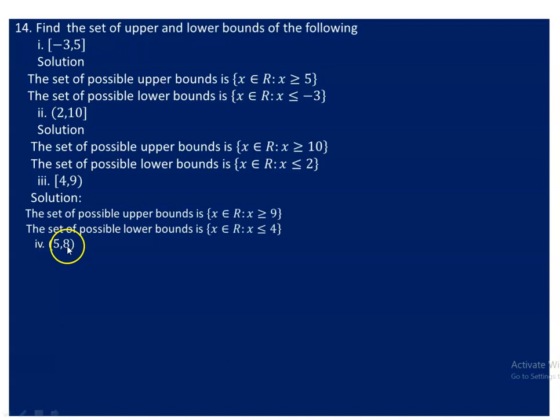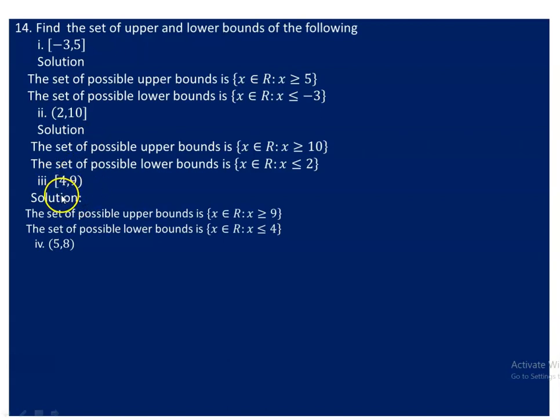5 and 8 are excluded, but in the case of this, 4 is included, 9 is excluded. And here 2 is excluded, sorry, and 10 is included. In the case of these two, both are included. So when we write this, we mean any real number between -3 and 5 inclusive of the 2. In the case of this, any real number exclusive of 2 but inclusive of 10. So this bracket stands for inclusiveness, whereas this one stands for exclusiveness.